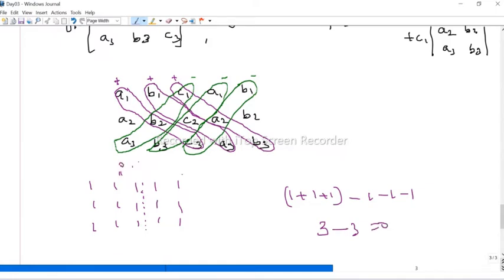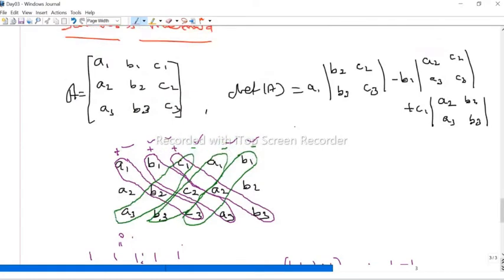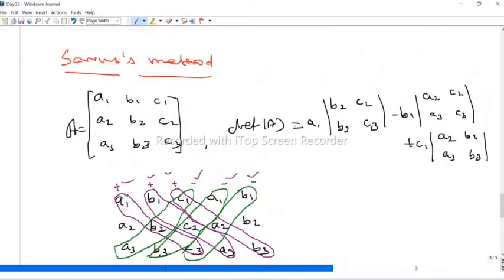So the Sarrus method is useful to find the determinant of a 3 by 3 matrix. You multiply the leading diagonal elements and then sum, and then the off diagonal elements you multiply and then subtract. So you get the determinant of a 3 by 3 matrix. Okay, so this is the Sarrus method.